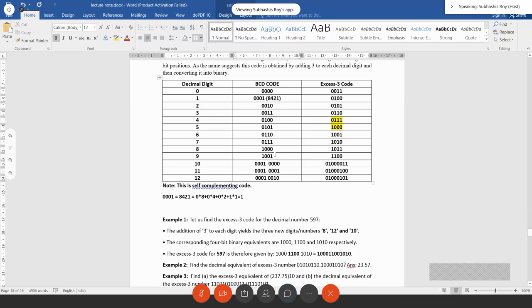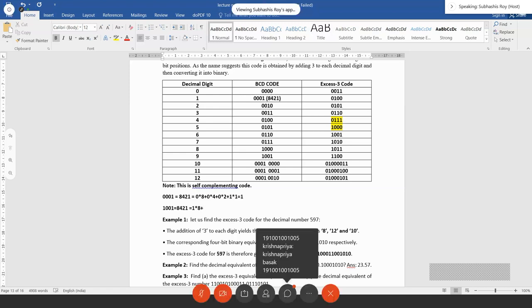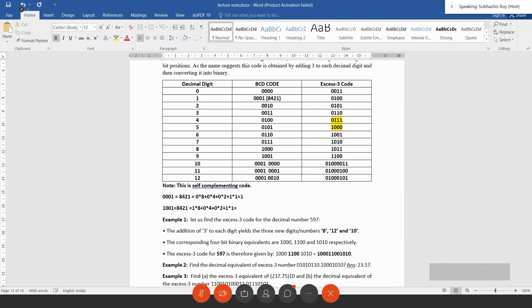Suppose I am taking 1001. What is the weight? The weight is the same, 8421. Now calculate. 1 multiplied by 8, plus 0 multiplied by 4, plus 0 multiplied by 2, plus 1 multiplied by 1. So what you are getting is 8 plus 1, that is 9.